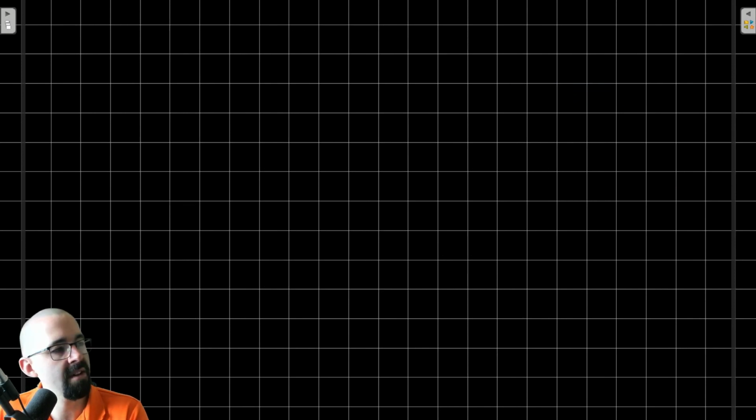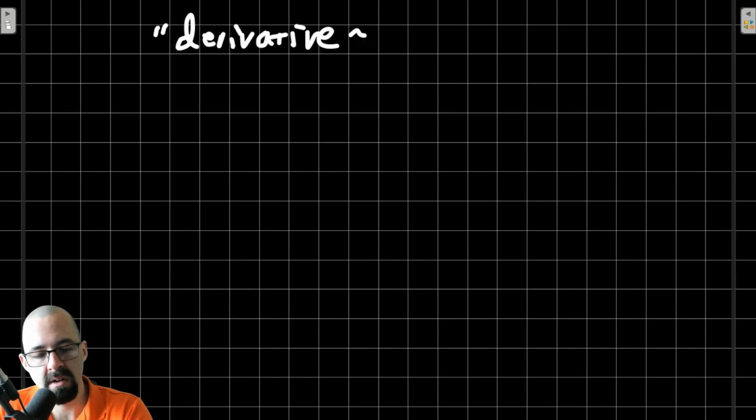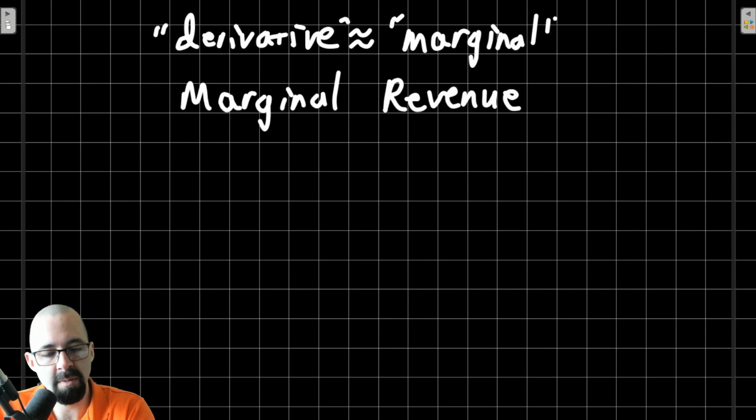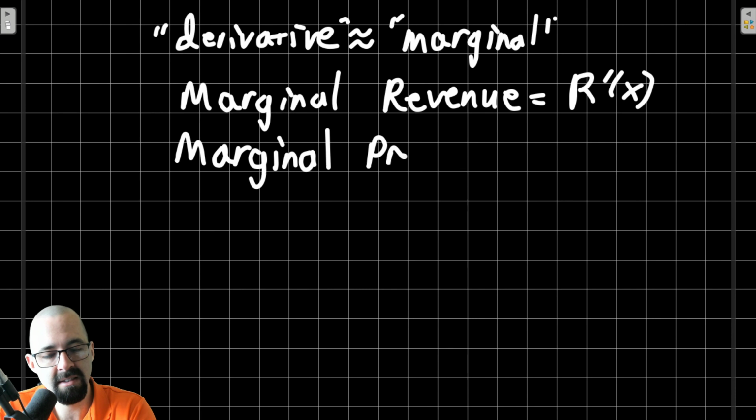All right, so one final comment on this video before we move on: basically in economics, and as far as this class is concerned, derivative is going to be the same thing as marginal. So marginal cost is the derivative of the cost function. Marginal revenue is what you might think: the derivative of our revenue function. Marginal profit, you guessed it, is the derivative of our profit function. So watch out for that.